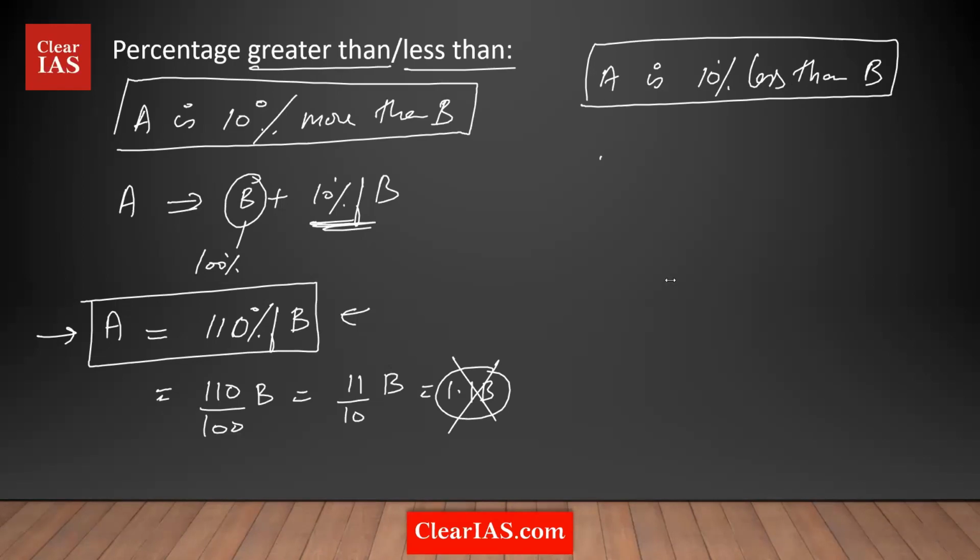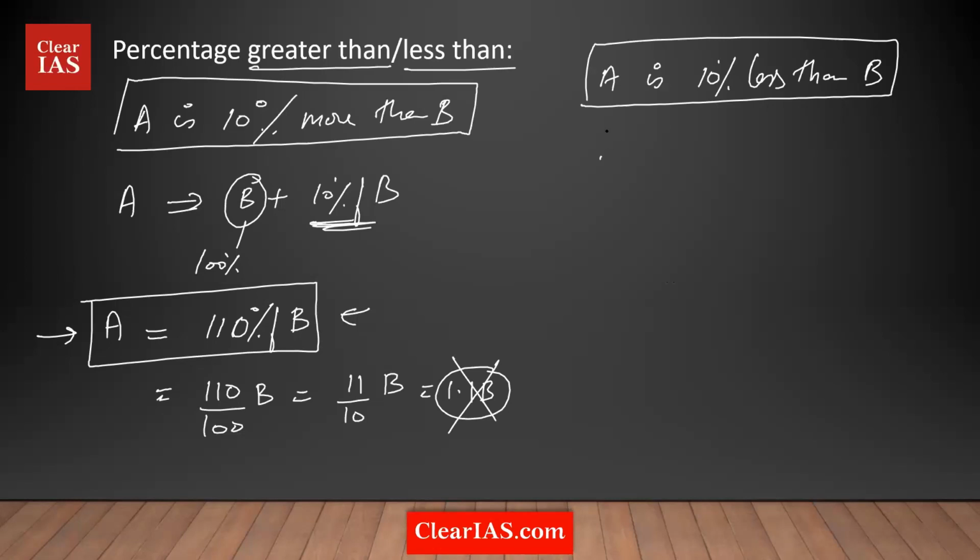Okay, I think she is not there. Anyone else? How do you calculate this? A is 10% less than B. Very good, Ria. That's the right answer.